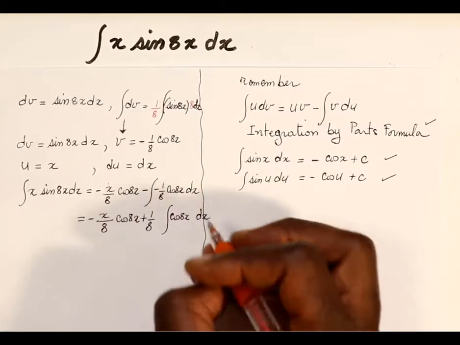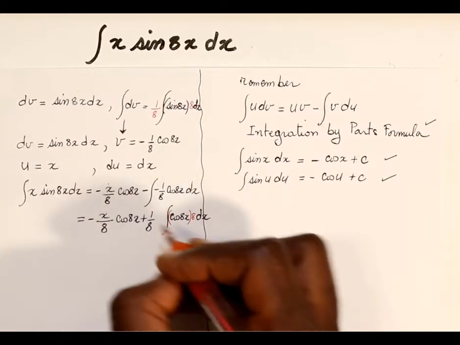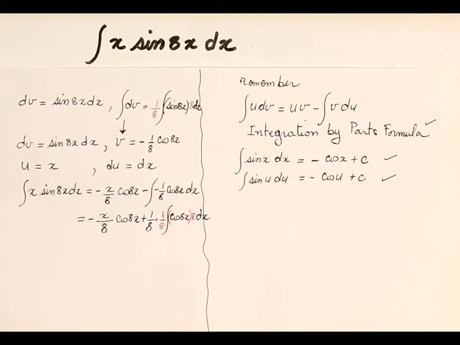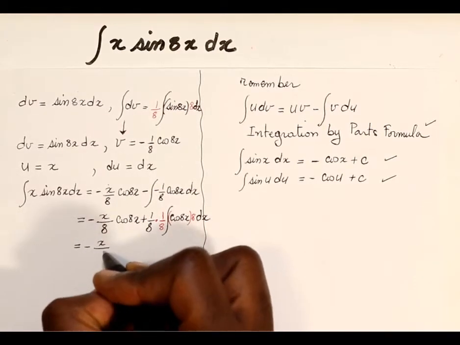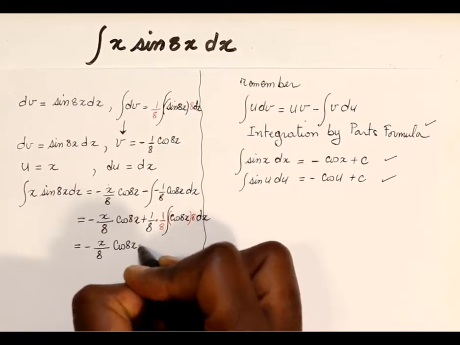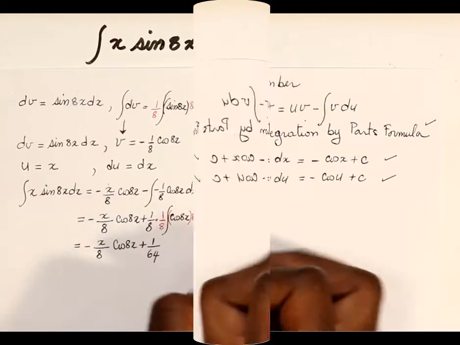Notice the way it's written. I made a space for my 8, which is the derivative of 8x, and then I multiply and divide by 8. I did not change the integral. Negative x over 8 cosine 8x plus 1 over 8 times 8, 64.